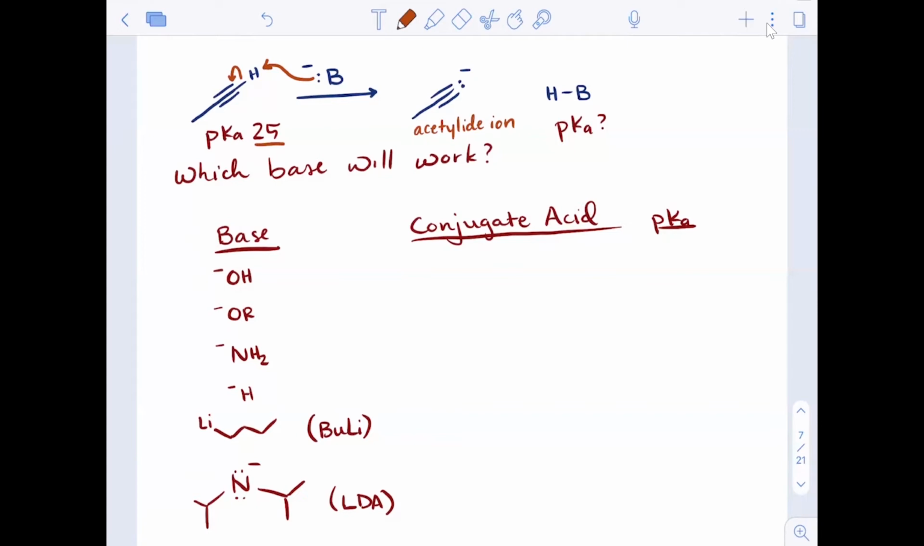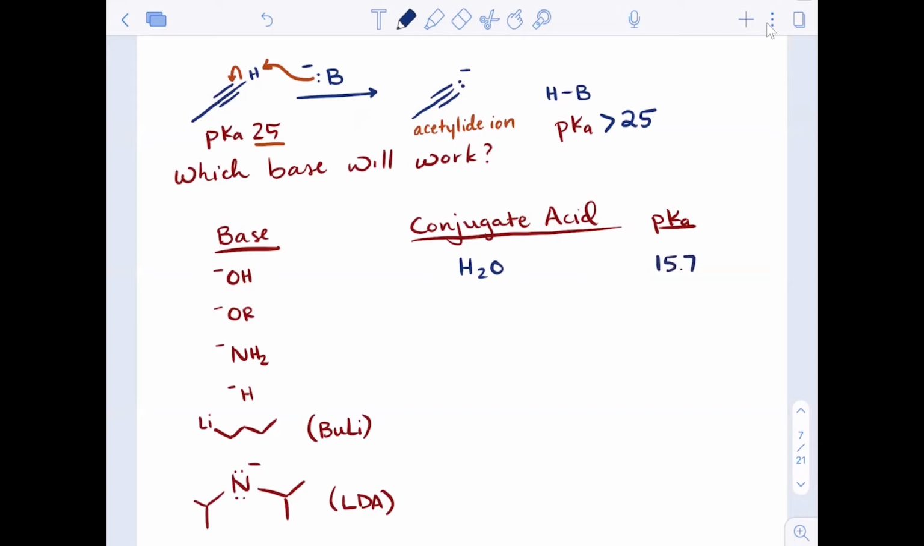Now, which base will work to do this, right? What do we have to remember? What's really important to remember is low pKa to high pKa. Your pKa needs to be greater than 25, right? So looking at a couple of the bases we've seen before, hydroxide as a conjugate acid forms water.